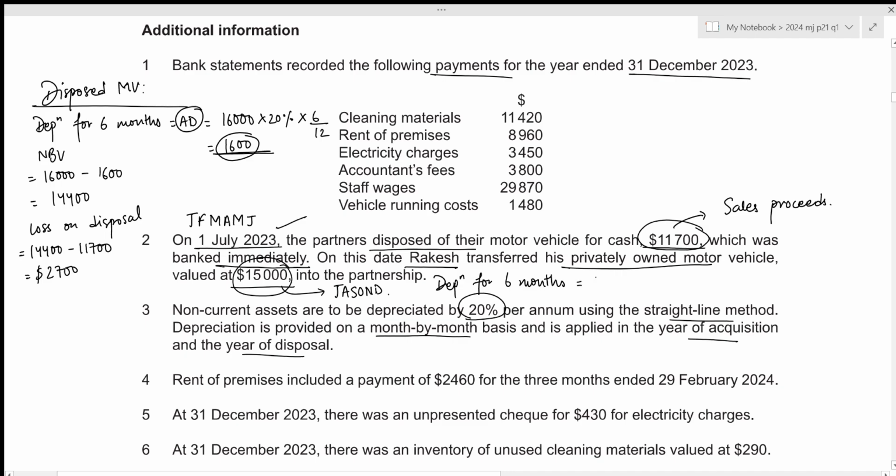So the depreciation for 6 months is just going to be the cost of 15,000 times the rate of 20% times 6 by 12, since we only want the depreciation for the 6 months. This results in the value of 1500.